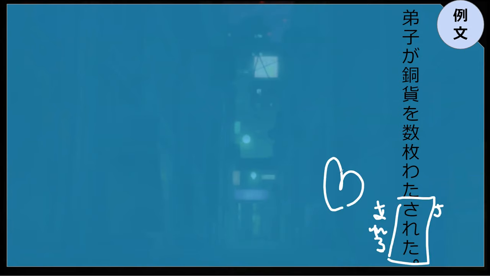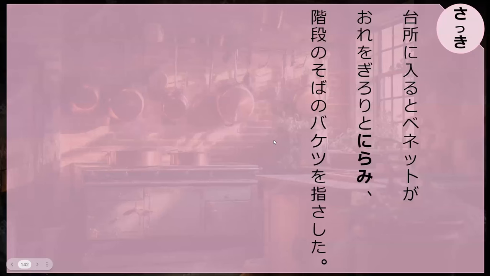Deshi ga douka o sumai watasareta. The apprentice received, or he was handed, in other words, he receives, a number of coins. Perfect. What does niramu mean? Niramu is to glare. Perfect.